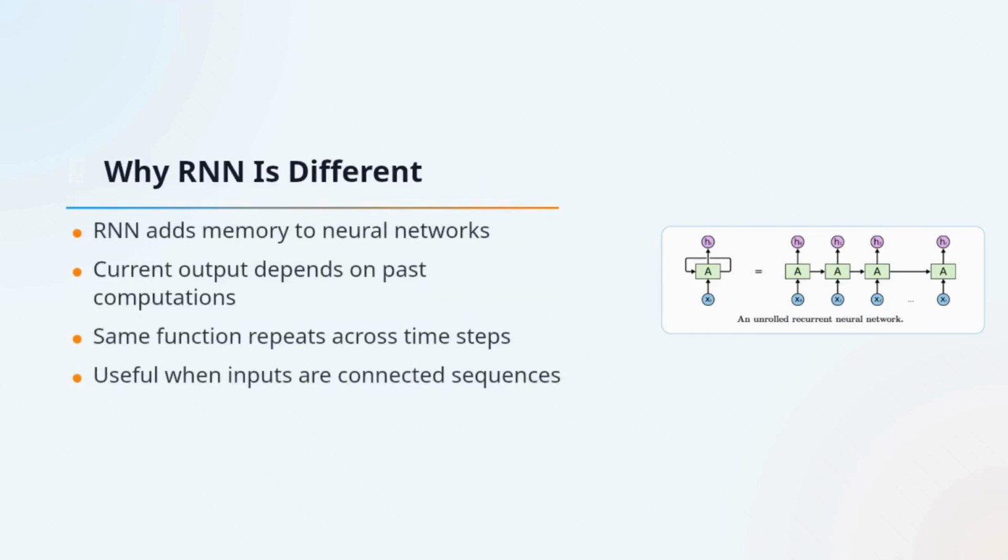A recurrent neural network, or RNN, is different from a normal feed-forward network because it has memory. Instead of treating every input as completely separate, it carries information from earlier steps into later ones. The same operation is repeated at each time step, but the result depends on both the current input and previous hidden state. That makes RNN very useful when the order of data matters.